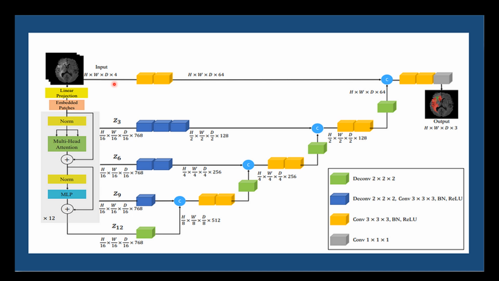Now this UNETR encoder is composed of multiple transformer blocks, each containing a multi-head self-attention layer, a position-wise feed-forward network, and layer normalization. The transformer encoder outputs a sequence of embeddings that are then reshaped into patches at different resolutions. And at the bottleneck of the encoder, a deconvolutional layer increases the resolution of the feature map by a factor of 2.